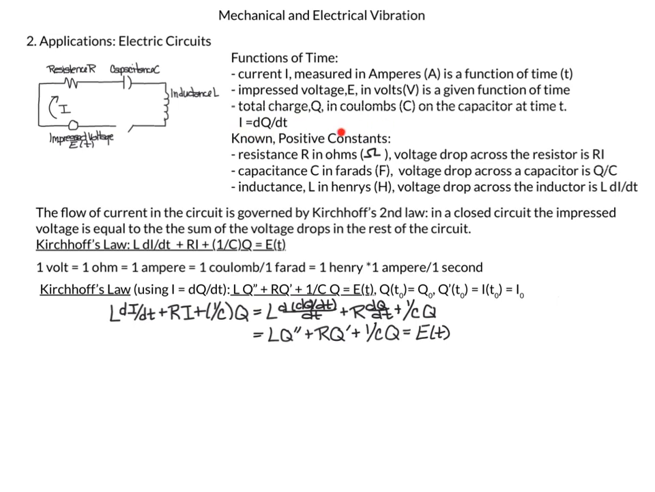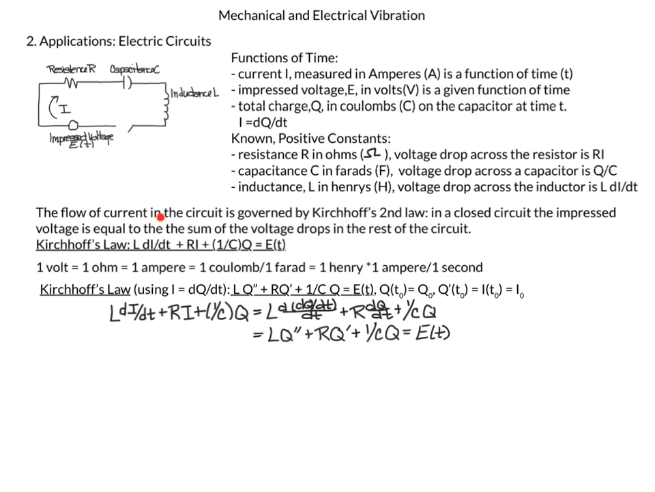Our known positive constants are resistance R, which is measured in ohms, and we should also know that the voltage drop across the resistor is equal to R times I, being current. We have capacitance C, which is measured in farads, and the voltage drop across a capacitor is Q over C. Then we have inductance, L, which is measured in henries, and the voltage drop across the inductor is L dI/dt. So this is what will give us an equation now that we know these constants and our functions.